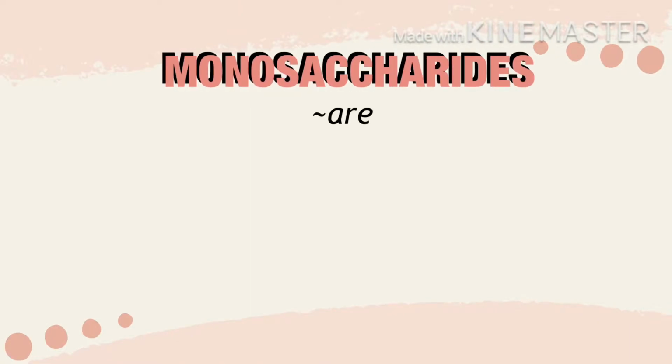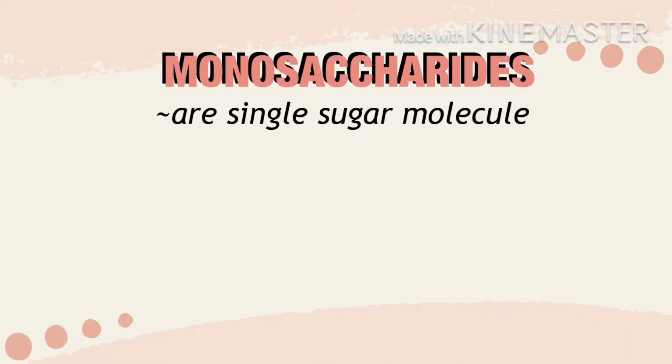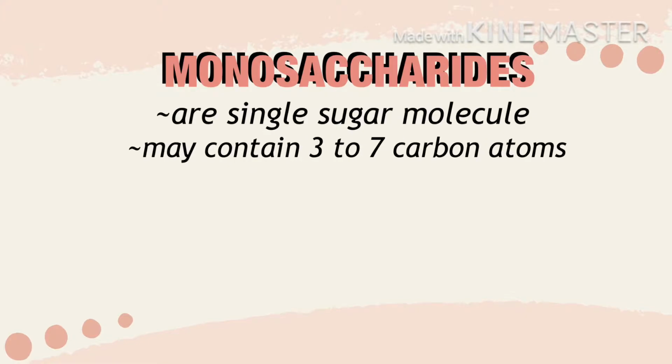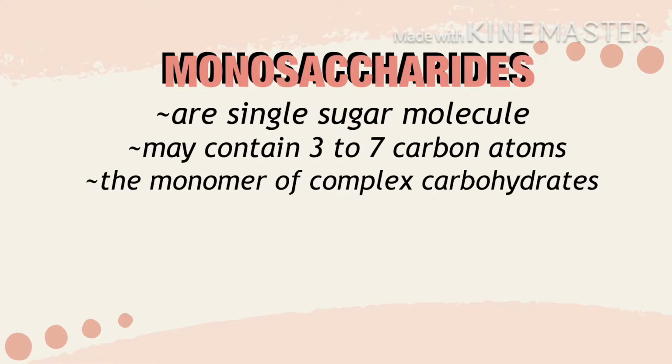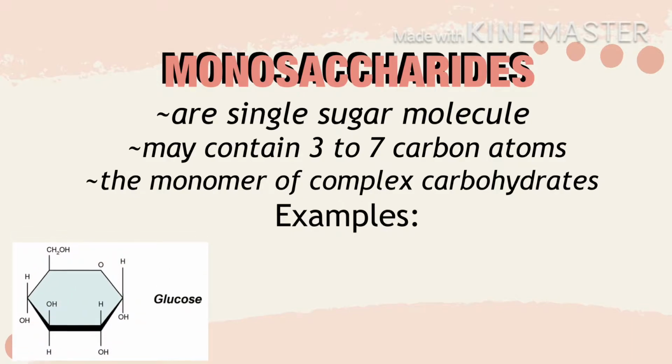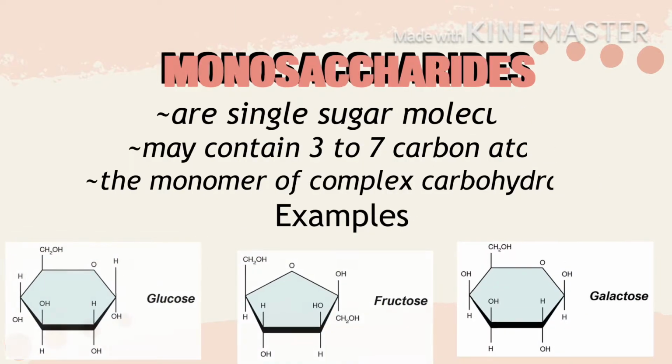Monosaccharides. Monosaccharides are single sugar molecules. They may contain 3 to 7 carbon atoms. It is the monomer of the complex carbohydrates, such as disaccharides and polysaccharides. Examples are glucose, fructose, and galactose.